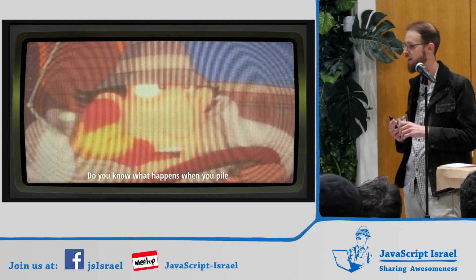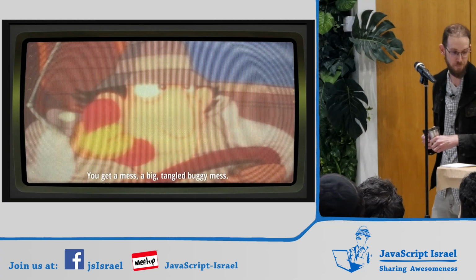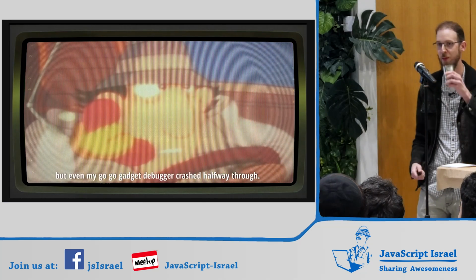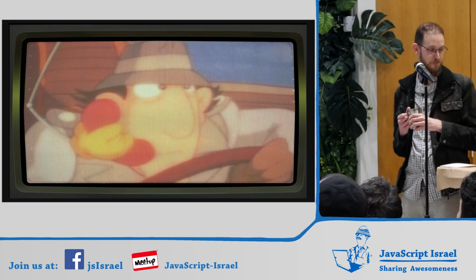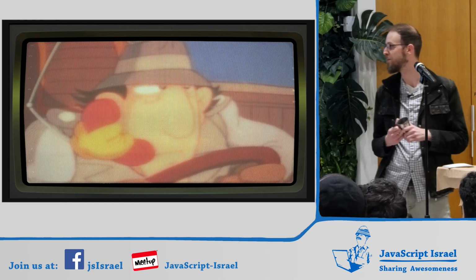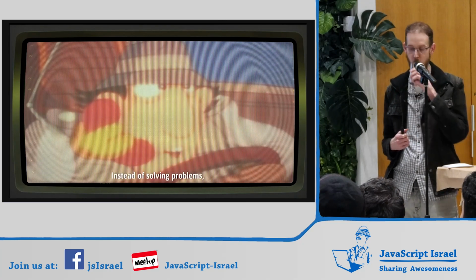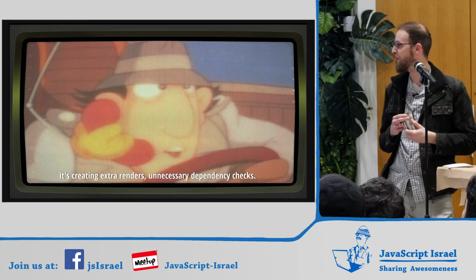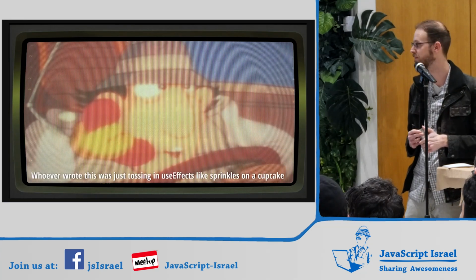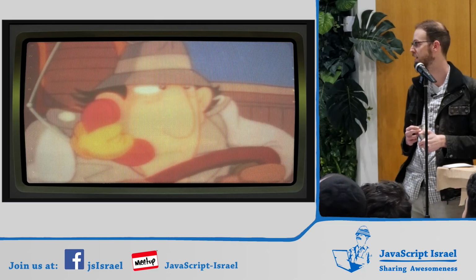Do you know what happens when you pile too many useEffects on top of each other, Commissioner? You get a mess. A big, tangled, buggy mess. I tried to debug it myself, but even my Go Gadget debugger crashed halfway through. That does sound inefficient. Inefficient? Commissioner, it's a disaster. Instead of solving problems, it's creating extra renders, unnecessary dependency checks. It's an absolute chaos. Whoever wrote this was just tossing in useEffects like sprinkles on a cupcake, without even checking if it was needed.